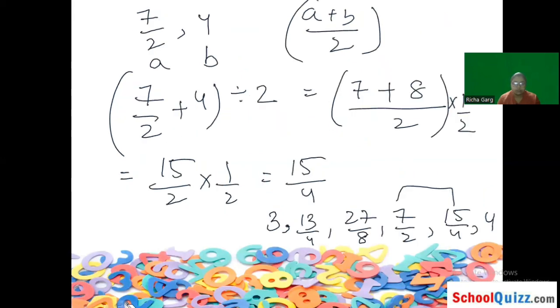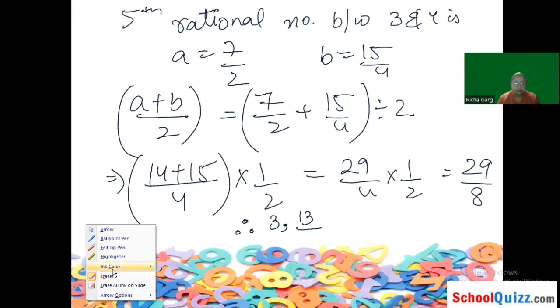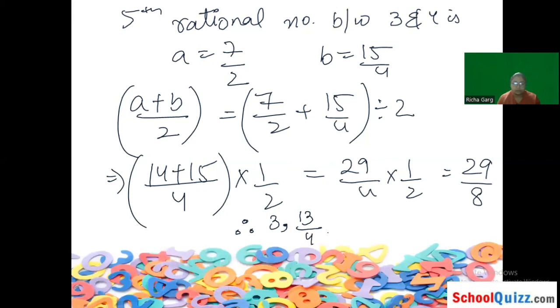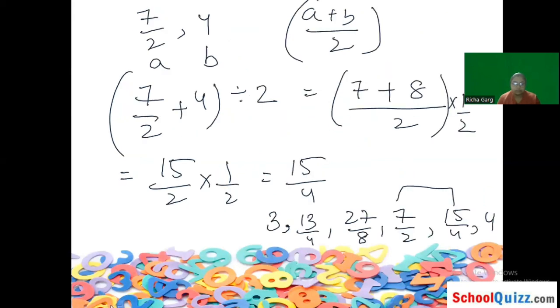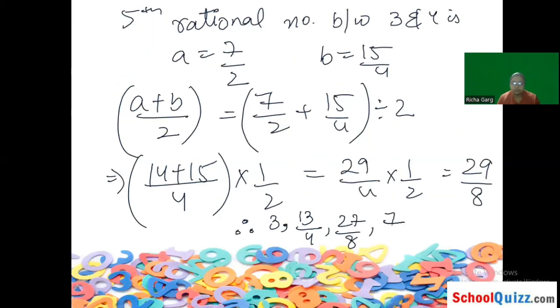13 by 4, 27 by 8, 7 by 8. Then we had 7 by 2. It's good to check once. So 7 by 2, 29 by 8, 15 by 4 and 4. Getting it? Now let's check.